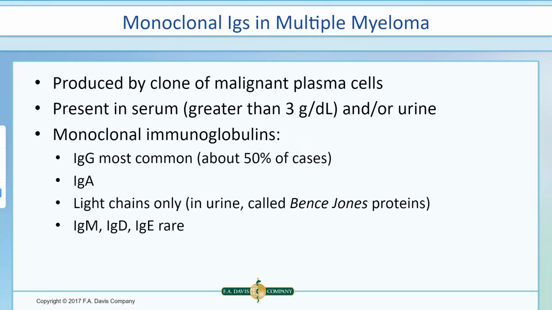Monoclonal Igs in multiple myeloma are produced by a clone of malignant plasma cells and are present in serum and/or urine. Among monoclonal immunoglobulins, IgG is the most common, about 50% of cases. Sometimes we see IgA or the light chains only. In urine, they're called Bence-Jones proteins. IgM, D, and E are rare.